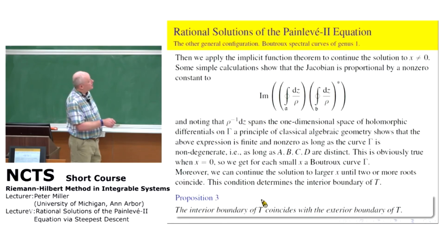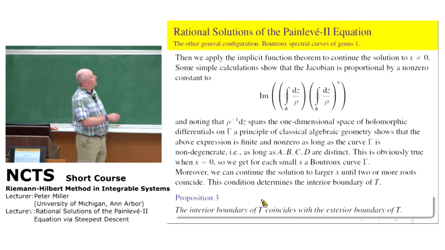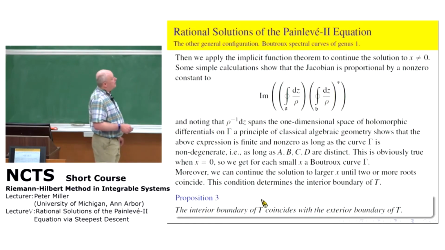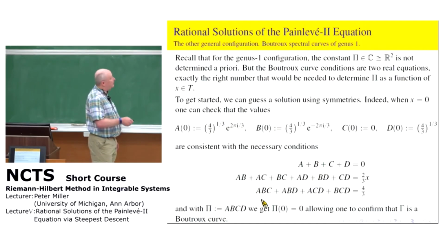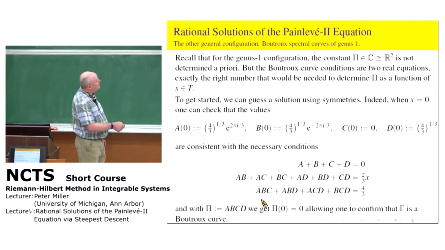complex conjugate. Okay, so now this differential, 1 over rho dz, is the holomorphic differential, as it happens, on gamma, and it's the unique one up to scaling. For a genus 1 curve, there's only one holomorphic differential up to scaling, and so it's a principle of classical algebraic geometry that this expression here is finite and non-zero as long as the curve gamma is non-degenerate, and that means that A, B, C, and D are distinct complex numbers. The roots of the quartic are distinct complex numbers. So this is obviously true when x is 0, because we wrote A, B, C, and D right here. These are 4 distinct numbers, okay?